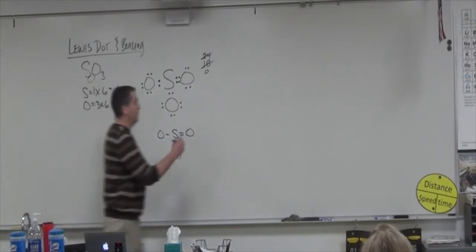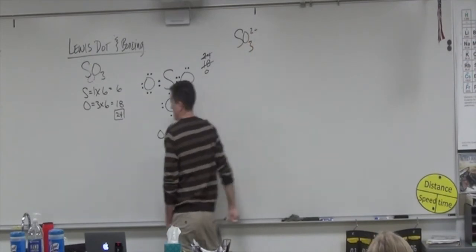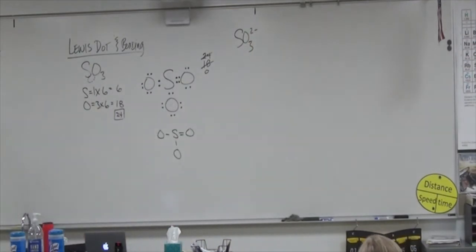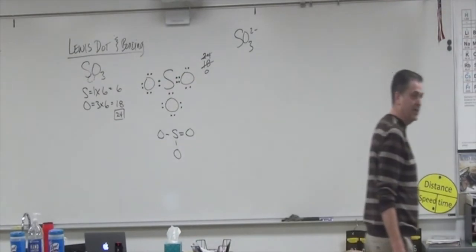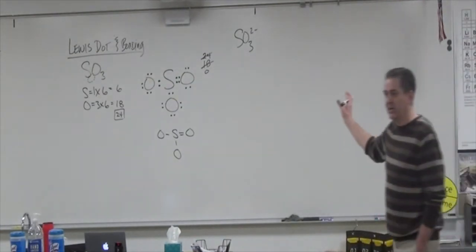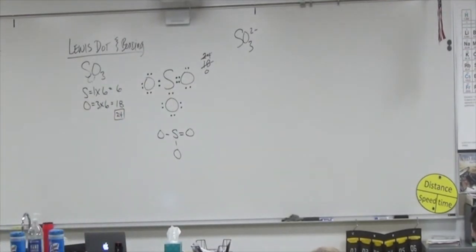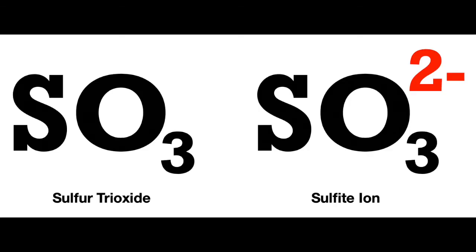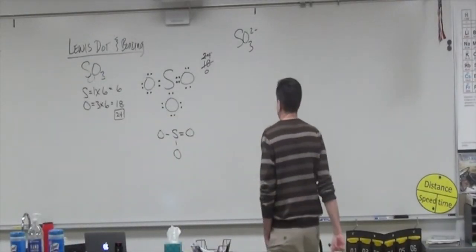So let's take another one. Let's take something a lot alike, but a little different. The first one we dealt with was SO3, sulfur trioxide. This is an ion. This is sulfite ion. Okay? So, watch what happens here.